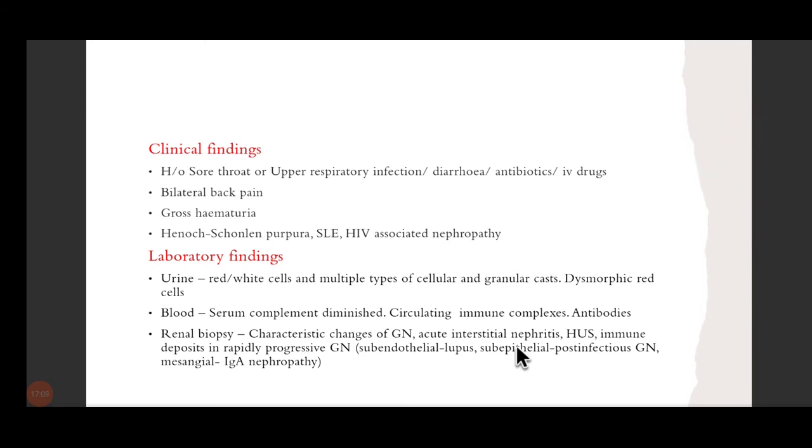Depending on the site of the deposits, we can say whether it is lupus, post-infectious glomerulonephritis, or IgA nephropathy. I'll not go into much detail about these because we can probably discuss them in medicine or in pathology also.